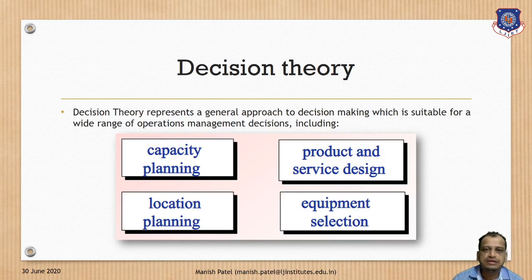Now, where do you apply this theory? You can apply it in capacity planning. In an industry, it is applied in capacity planning, where you want to expand the product range, right? In service design, you can also expand the locations, right? If you want to plan for the locations of the factory or equipment selections, or there are multiple decision criteria and you want to look into the beneficial one, then you can apply decision theory.